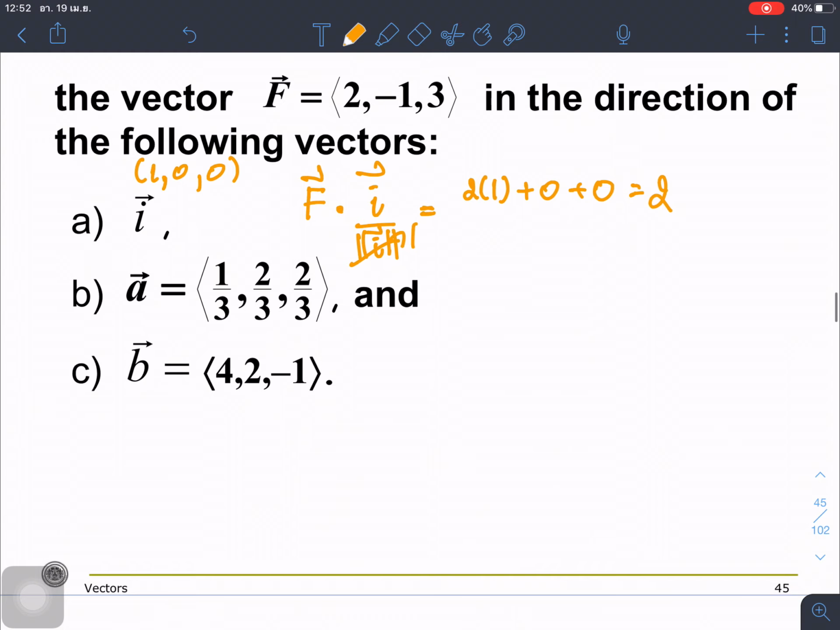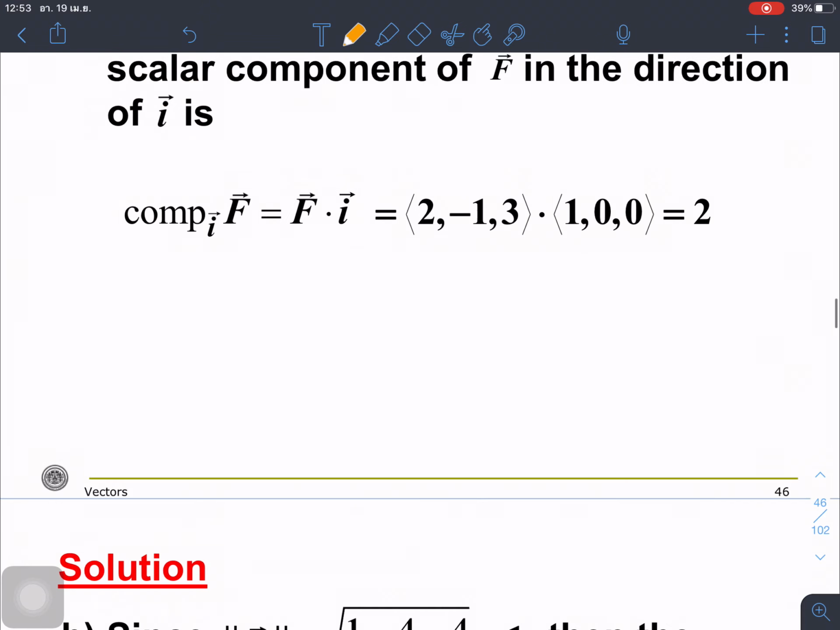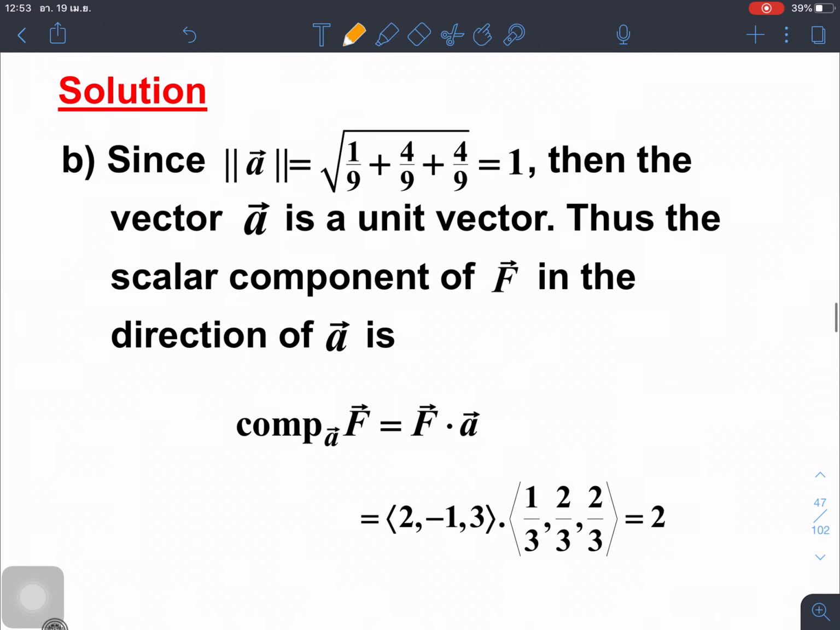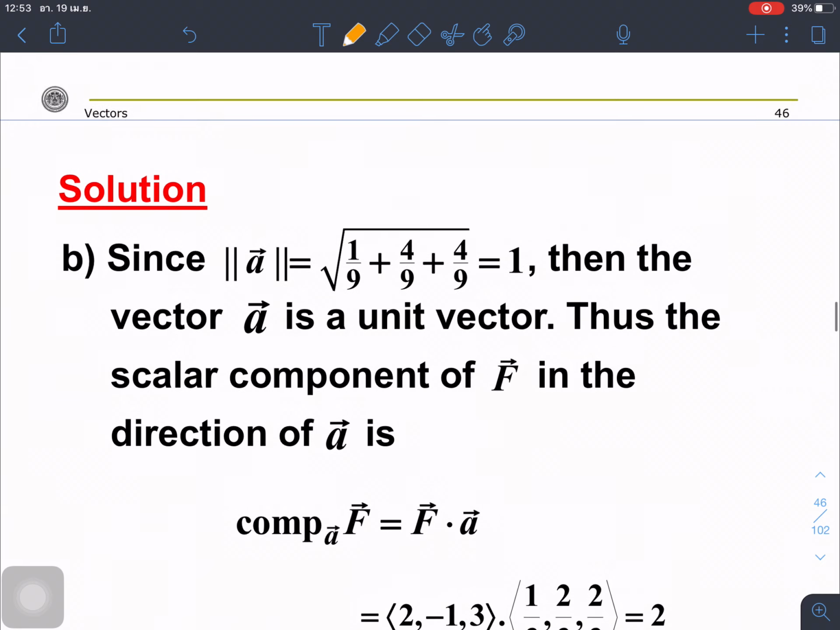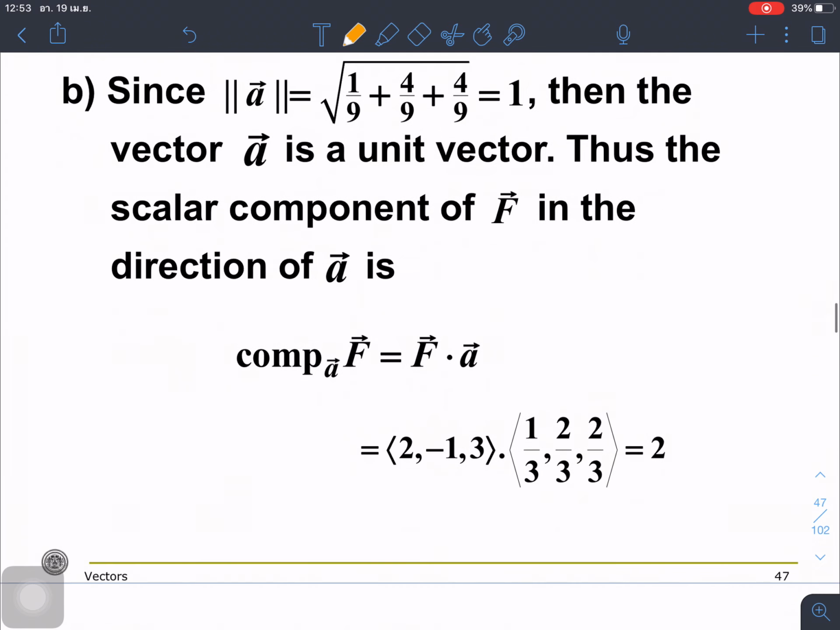For B here, you have to find F dot A divided by the modulus of A, and for C you find F dot B divided by the modulus, the magnitude of B here. Okay, the solution is here. I don't have to compute it, but the concept is there.